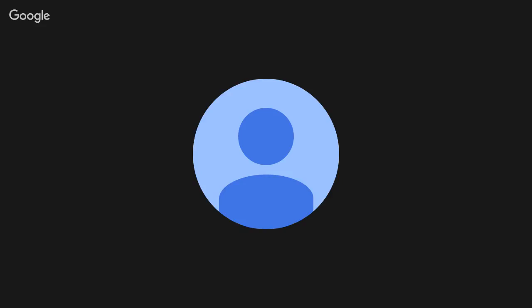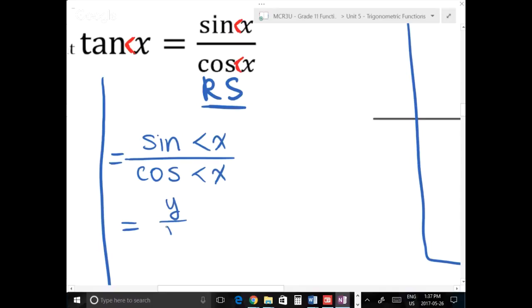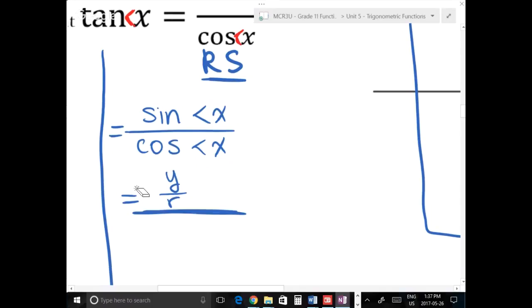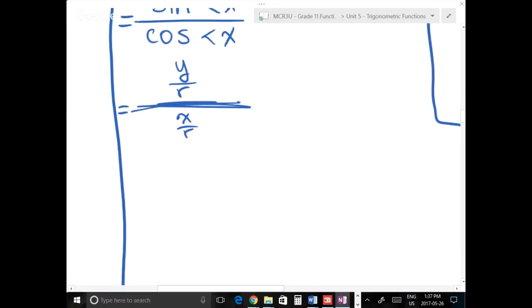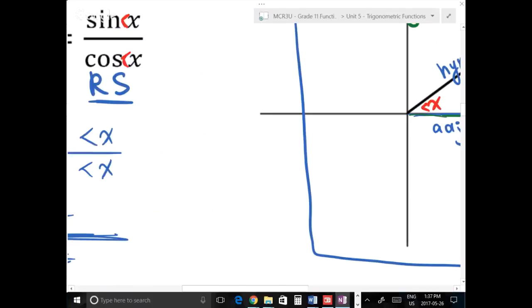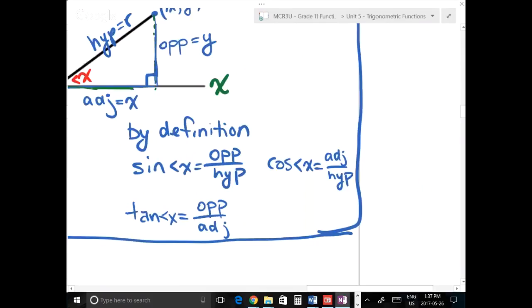So the top is going to be y over r, over, and then the bottom is going to be what? X over r. Is that true? Yeah, I think you're right. I wasn't being doubtful. The bottom is supposed to be cosine, right? Cosine is adjacent over hypotenuse. Adjacent is x, hypotenuse is r. Okay. What would you do next with this?